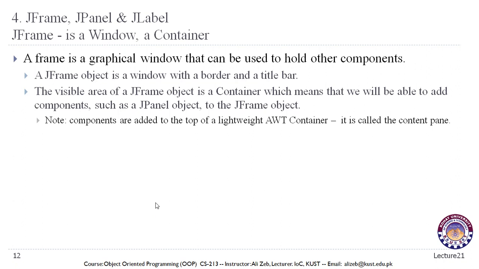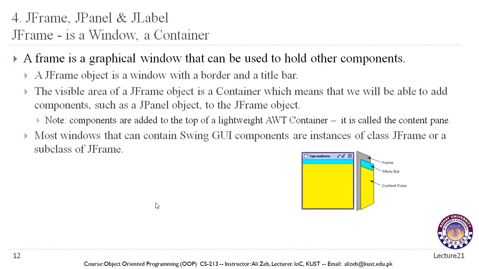Note that components are added to the top of a lightweight container. It is called the content pane. This is the content pane that we can add our other objects to. We can add components to this content pane. This will be the open area. It is like a canvas where we can add things. This can be a canvas for us to draw things on, to add other components to. This whole is called the frame or the JFrame. This is the menu bar. You can create your menu on this area, and this will be the title of our JFrame.